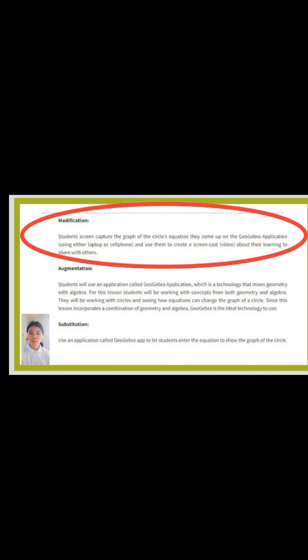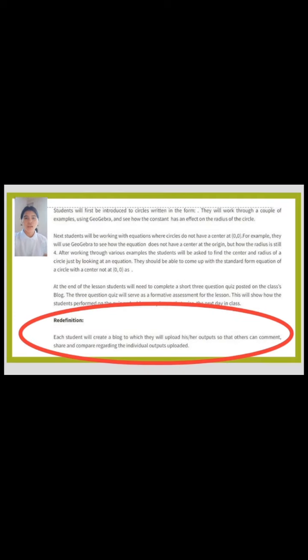Next is modification. Students screen capture the graph of the circle's equation they came up with on the GeoGebra application using either a laptop or cell phone and use them to create a screencast or video about their learning to share with others. SAMR redefinition. In redefinition, each student will create a vlog to which they will upload his or her outputs so that others can comment, share, and compare regarding the individual outputs uploaded.